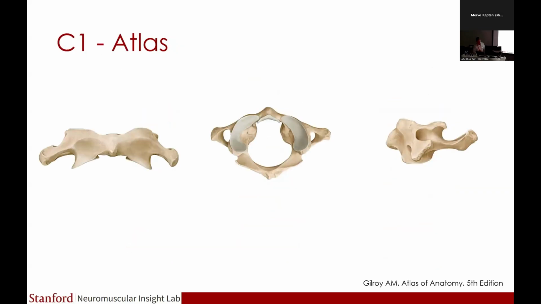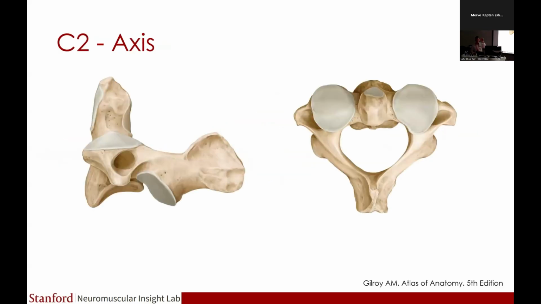I want to mention a couple of atypical vertebrae. One is C1, the atlas. It's the first vertebra and articulates with the skull. It is ring-shaped. The second vertebra is the axis, and it has this odontoid process here. The atlas sits on there and allows for rotation of your head. Most of the rotation of your head is at that atlantoaxial joint.